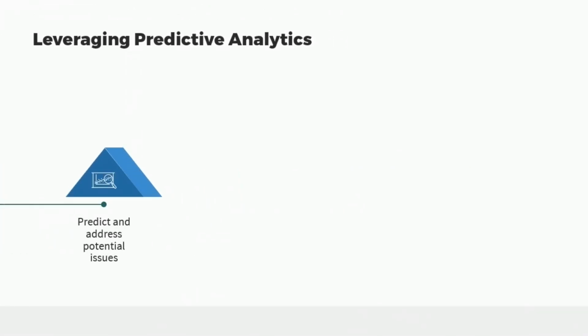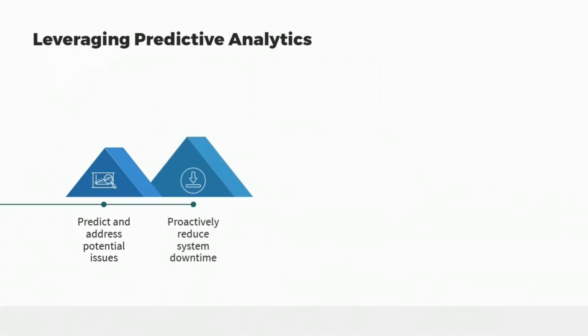Leveraging advanced algorithms and machine learning techniques, predictive analytics enable IT teams to anticipate and preemptively address potential issues before they escalate into critical problems. And identifying and mitigating potential sources of system downtime in advance means that predictive analytics can help organizations to maintain high levels of system availability and reliability.